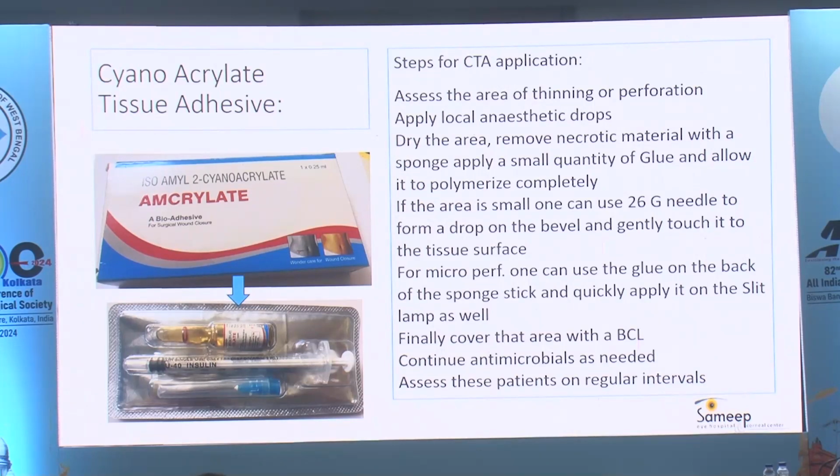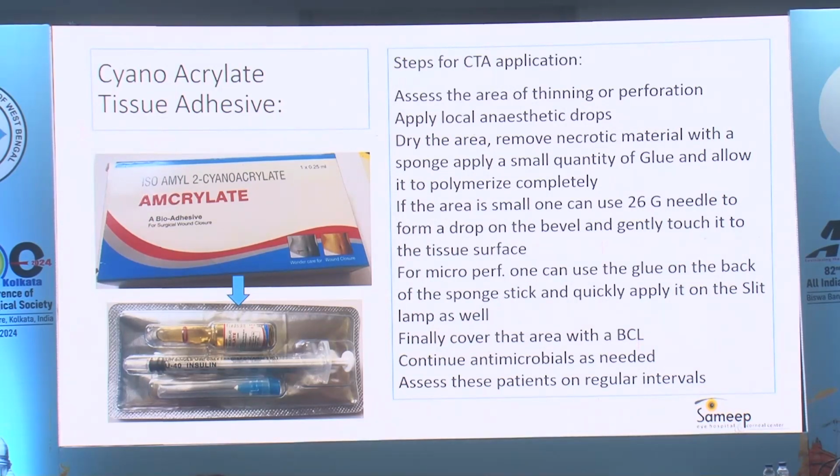It's important to assess the area of thinning or perforation, apply local anesthetic drops, maybe proparacaine, dry the area, remove necrotic material with a sponge or a Johnson bud, apply a small quantity of glue and allow it to polymerize completely. If the area is small, one can use a 26 gauge needle, or even the back of the sponge handle. You can just put a small amount of tissue adhesive on that area and touch it to the corneal perforation site.